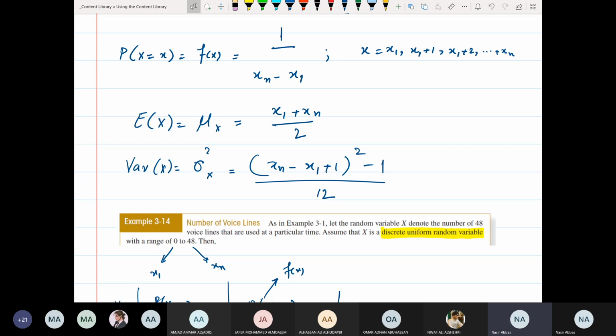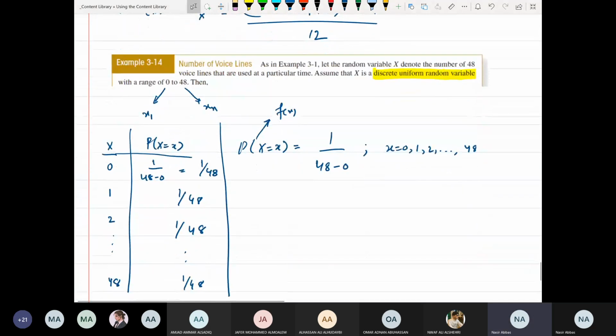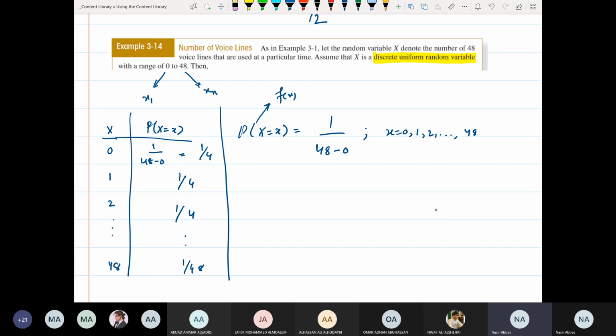One over, sorry, this is 1 over n. The number of values. There are 49 values basically, including 0. Including 0, there are 49 values. And the sum will always be 1. Yes. Is this what you were indicating or something else?